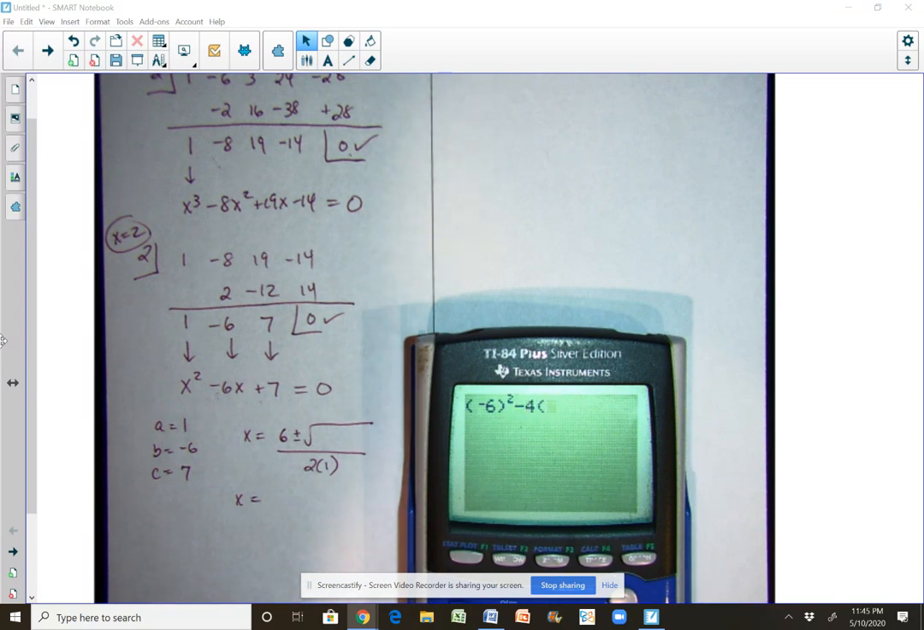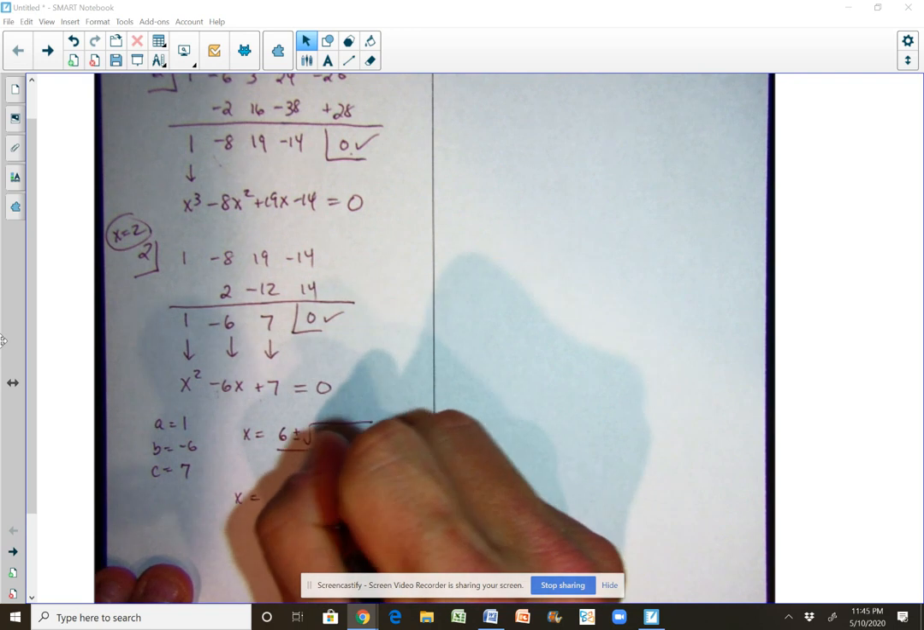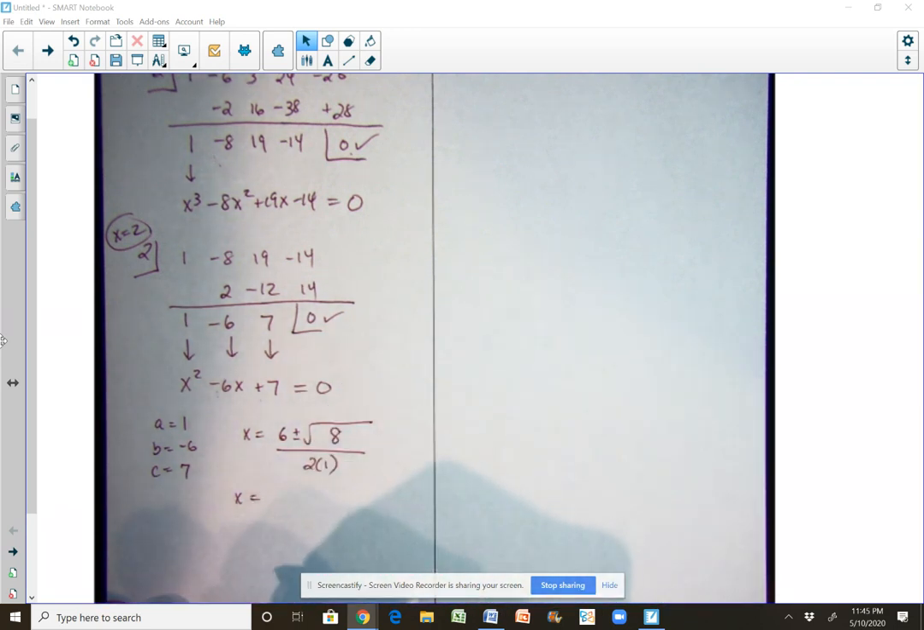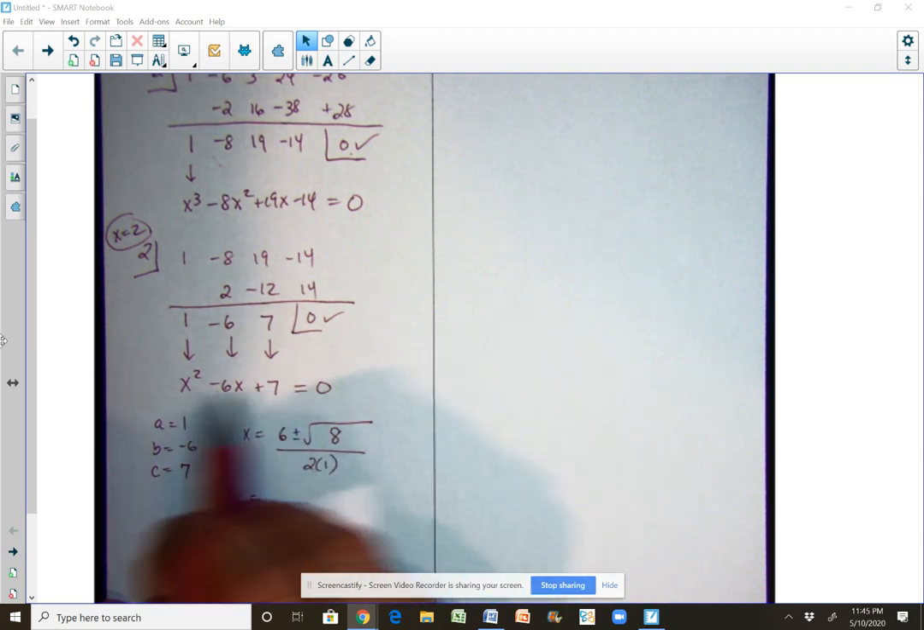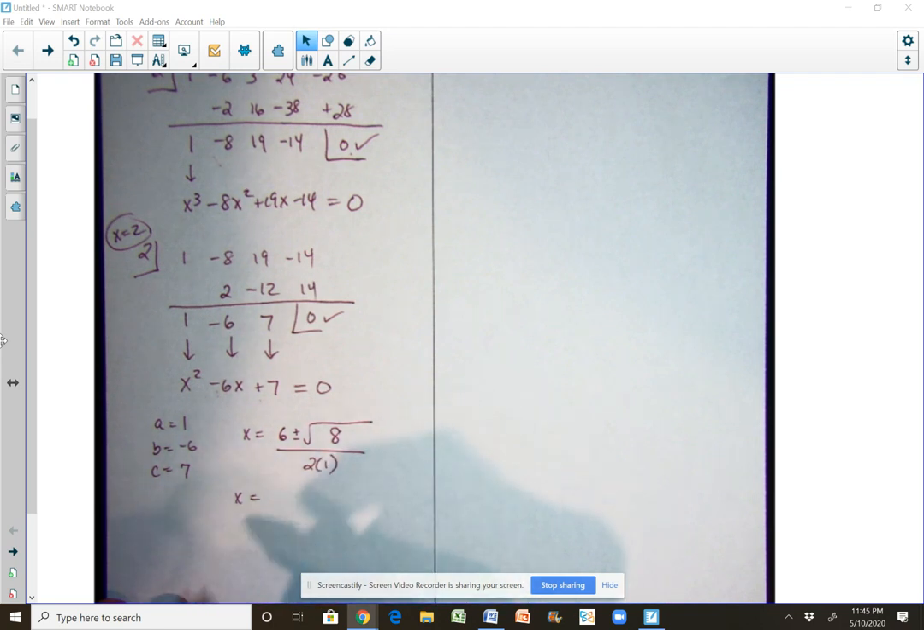-4 times a times c, which is 7. And so what do we get as a result? We get the number 8. So our discriminant value is going to be a +8. So that's irrational because the square root of 8 is not a rational number. So that's a good thing that we didn't waste time trying to factor, because that doesn't factor. That'll only factor if that discriminant is a perfect square.